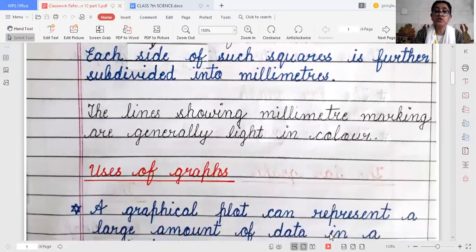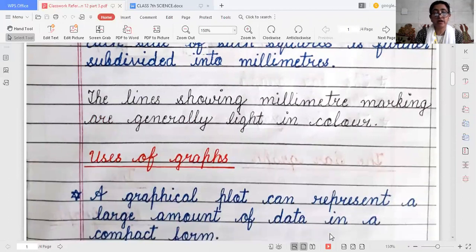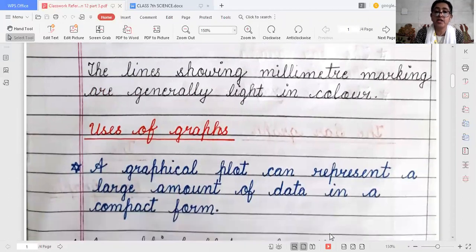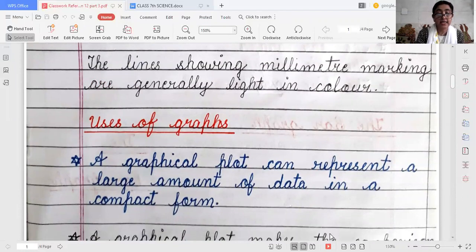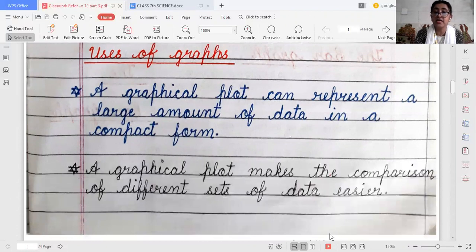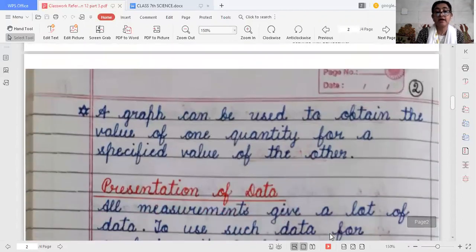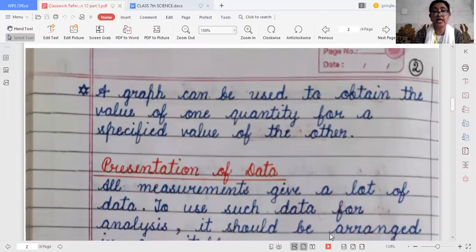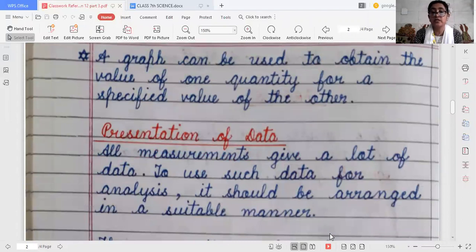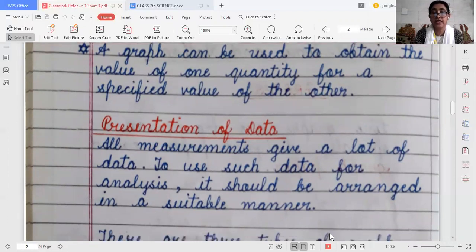Now, what are the uses of graphs? Why are we using graphs? First of all, a graphical plot can represent a large amount of data in a compact form. Second, a graphical plot makes the comparison of different sets of data easier. And one more, a graph can be used to obtain the value of one quantity for a specified value of the other.